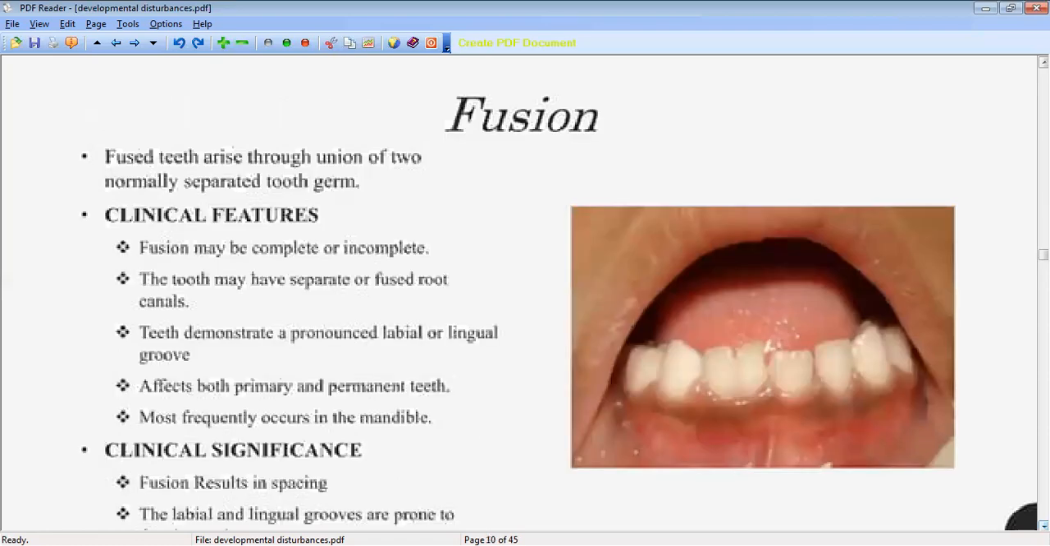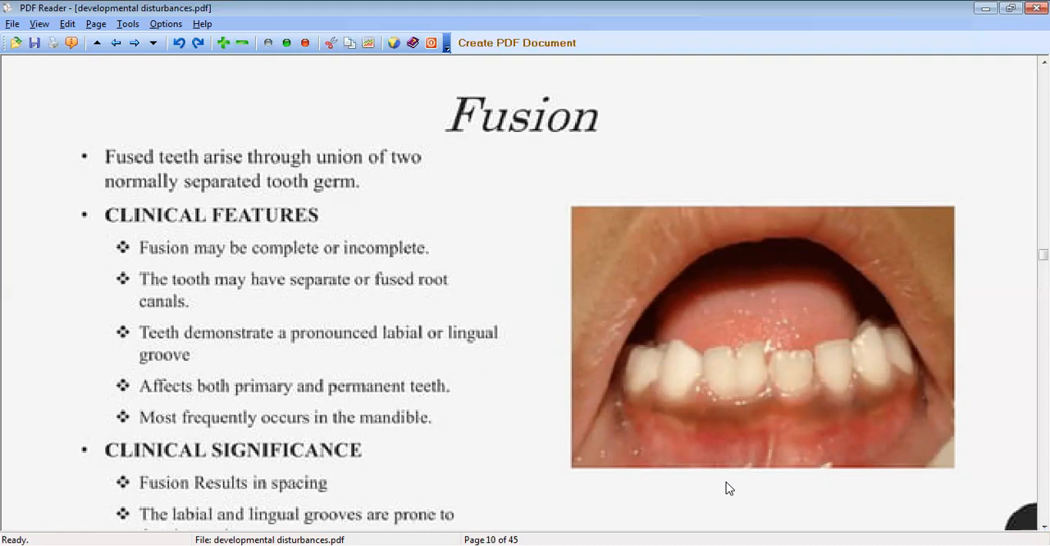Now come to fusion. It arises through union of two normally separated tooth germs, which become one. Clinical features of fusion: it may be complete or incomplete. The tooth may have separate or fused root canals, and demonstrate pronounced labial or lingual grooves. Affects both primary and permanent teeth, and again like gemination, most frequently occurs in the mandible region. That's why the picture is given. Just remember the picture. This one has a picture of mandibular anteriors, most frequently occurring in the mandible.